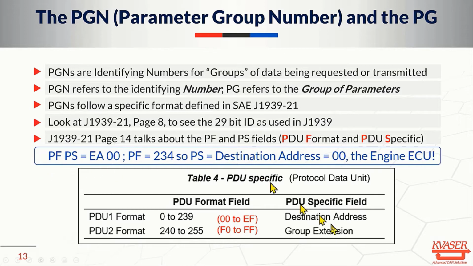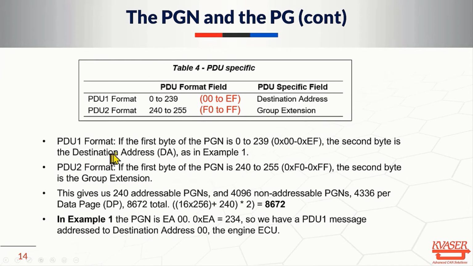This is kind of critical, but we know what protocol data unit is, double acronym. We know a PF is the protocol data unit format and PS is the protocol data unit specific field, and we're going to go further into that. So PDU1 format: if the first byte of the PGN is somewhere from 0 to 239, or 00 to EF hex, the second byte is the destination address. This is the case in example 1. Right? This is definitely the case in example 1. If we were dealing with a PDU2 format message, that would mean the first byte would be somewhere between 240 and 255. Then the second byte would be a group extension. And so that's important to understand.